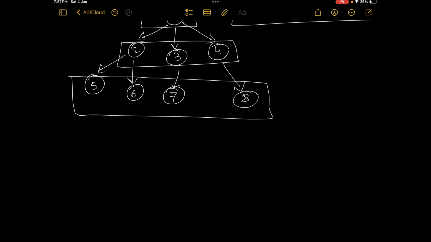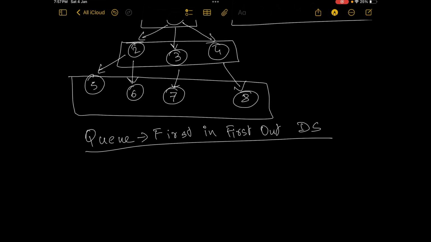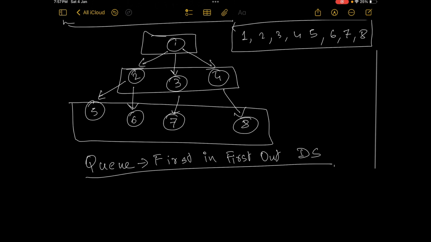Now what are the key characteristics of BFS? Now BFS uses a queue, which is very important. It is a first in, first out data structure. It explores nodes in layers or levels. As we have shown earlier, BFS explores the nodes in layers or levels. So this can be layer 1, this can be layer 2 and this can be layer 3.